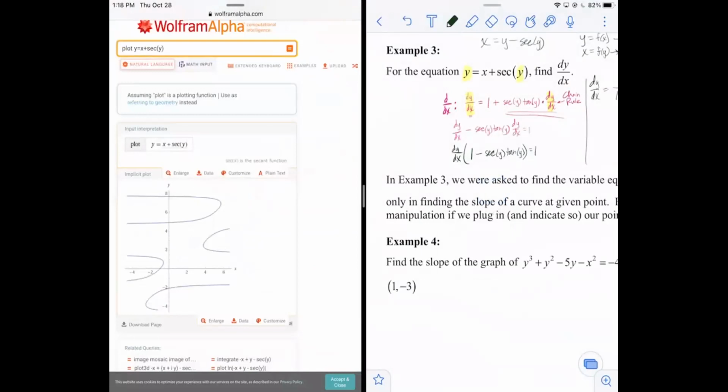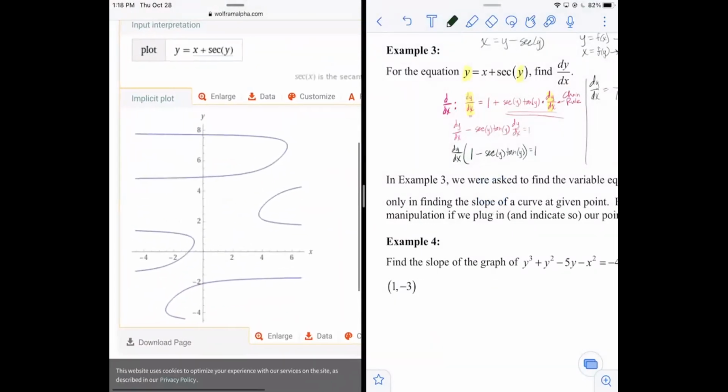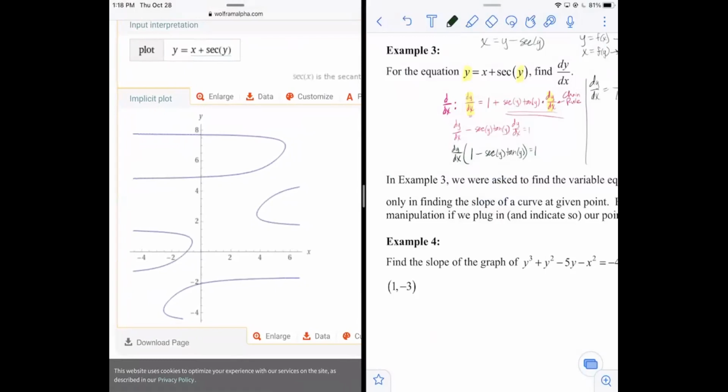Does it pass the horizontal line test? Yeah, it does. So notice the reason that the derivative equation only has a y in it is because you don't really need the x value. If you gave me just the y value, I'd be able to pinpoint where it is.